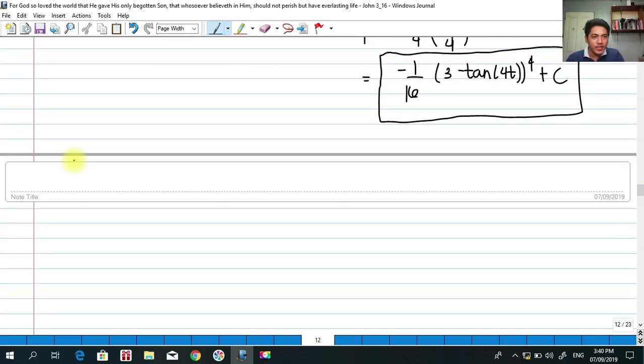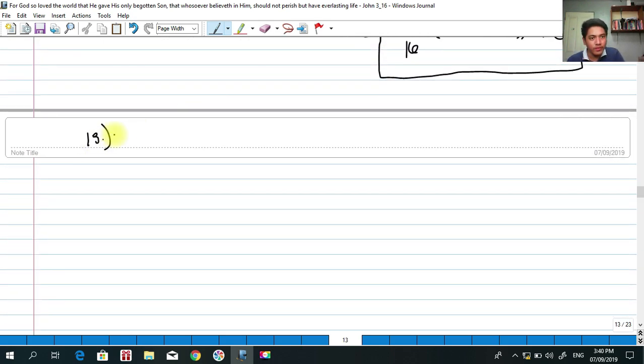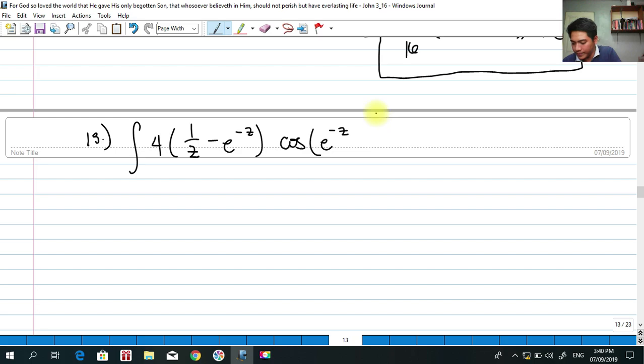Down to our second to the last example, we have number 13. Find the integral of 4 times the quantity 1 over z minus e raised to negative z, times cosine of e raised to negative z plus ln of z, dz. As you can see here, we have only one trigonometric function, and it's more likely to be u substitution again.